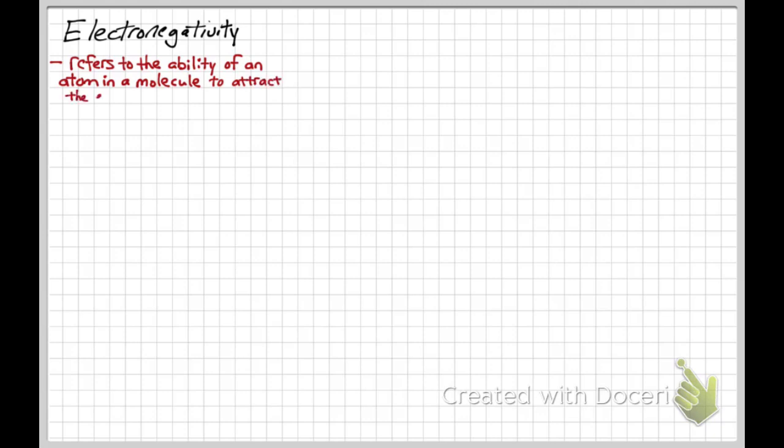Electronegativity is a periodic property of the elements, and this term refers to the ability of an atom, and specifically an atom in a molecule. So it's a property of atoms within molecules and refers to the ability of that atom to attract the electrons within its covalent bond to itself.